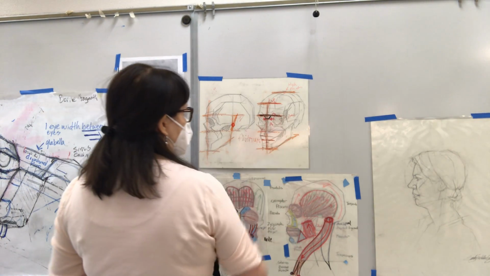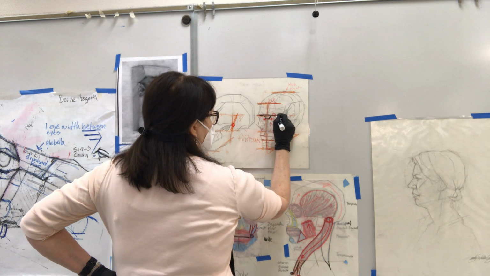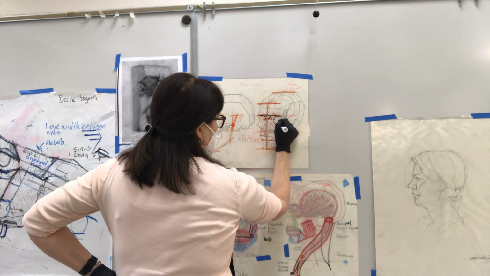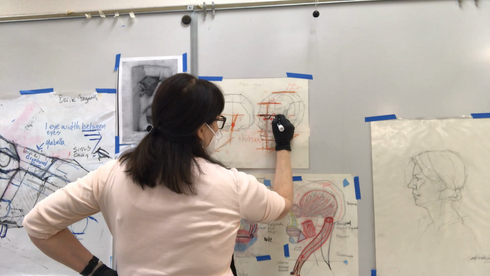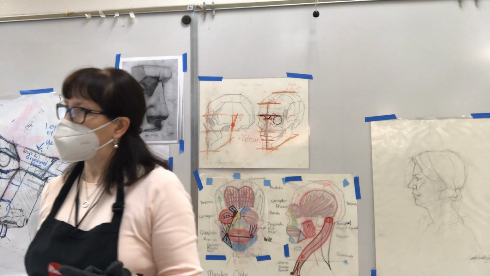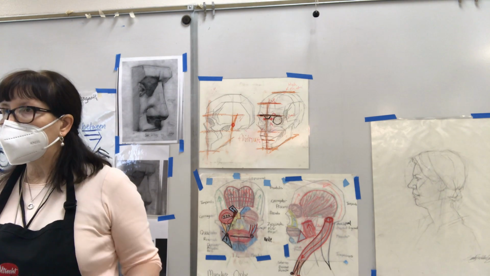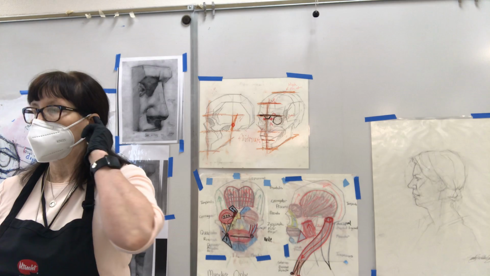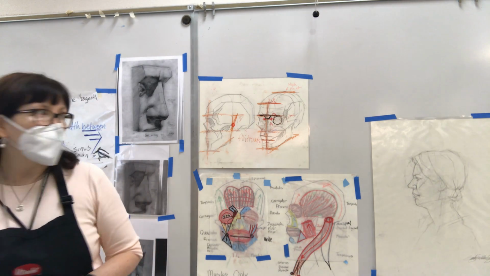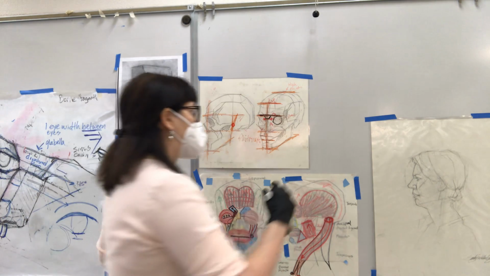So the orbital cavity has a 1-inch ball inside this cavity. And it's 1 inch from the time of birth until the time of death. It does not change in diameter. It's always 1 inch. And it sits in this cave-like structure.